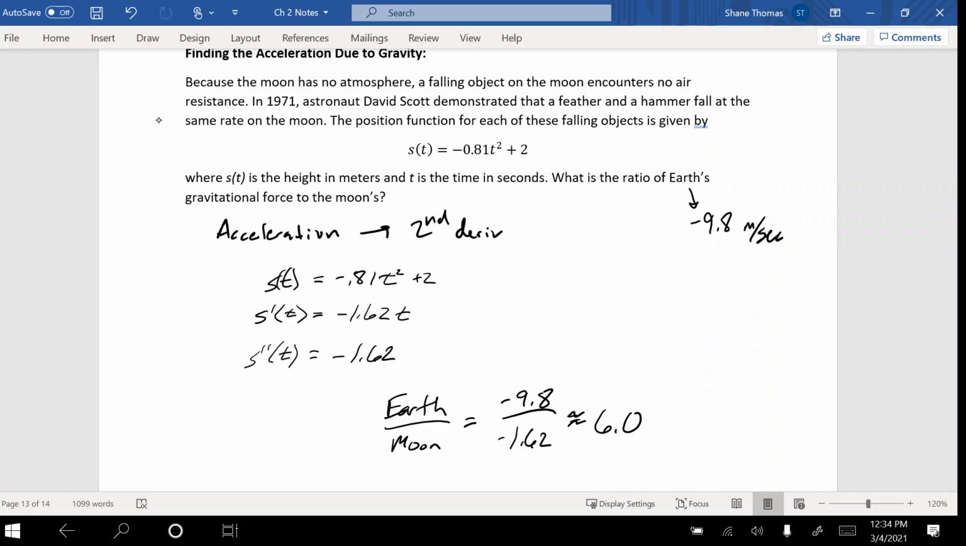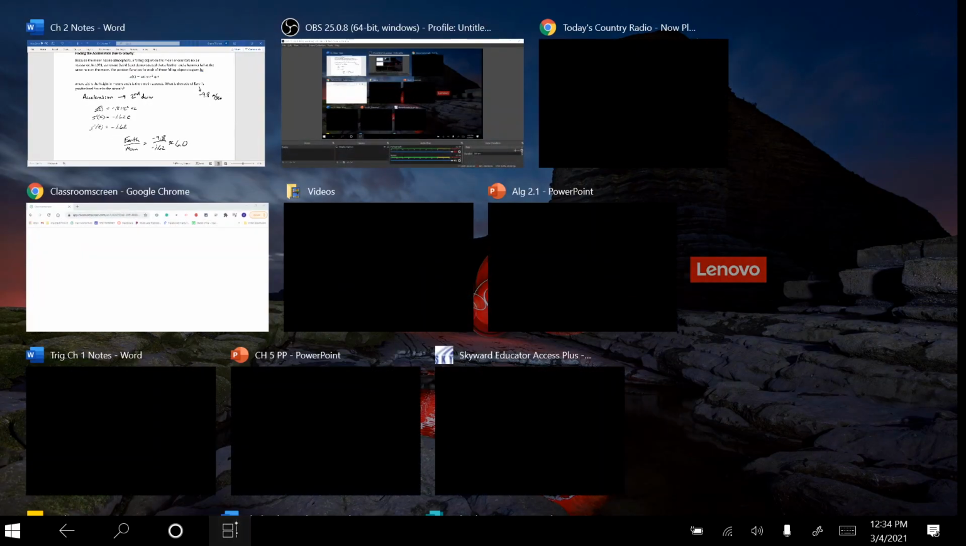So what does that mean? Earth has about 6 times bigger force. We did that using the second derivative for acceleration due to gravity. Isn't that fun stuff?